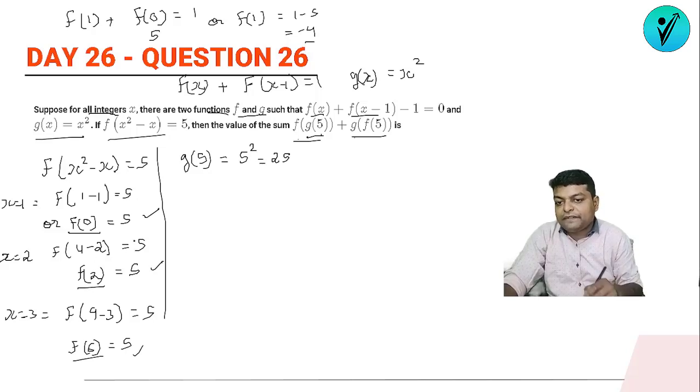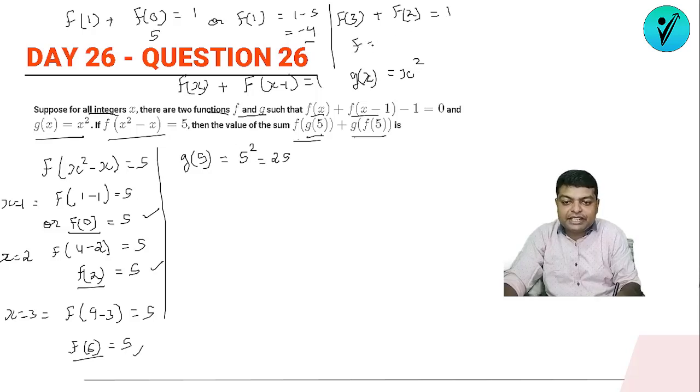ठीक है, I already have the value of f of 2. Let's get the value of f of 3. So for f of 3, I am using this same relation. Let's place the value of x as 3. So we will have f of 3 plus f of 2 is equal to 1. Again the value of f of 2 was 5. So this will give me f of 3 as minus 4.